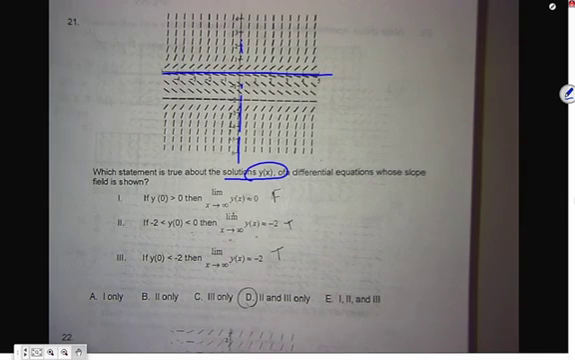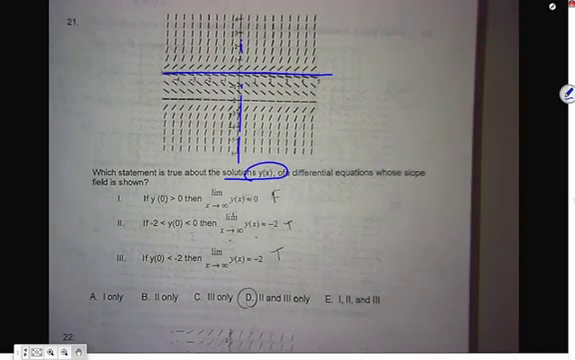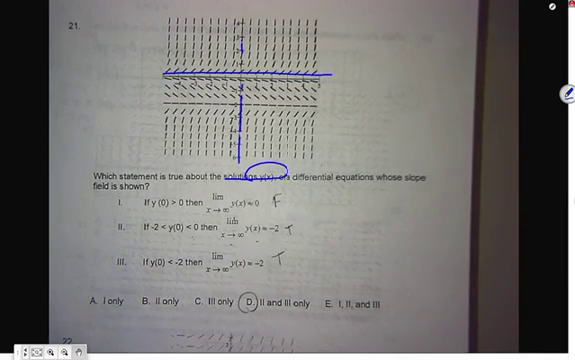The first statement, if y of 0 is greater than 0, then the limit as x approaches infinity is 0, is false. Why is that false? When they're greater than 0, we're looking up, the slopes are going up towards infinity, they're not going to 0. Why is the second one true?